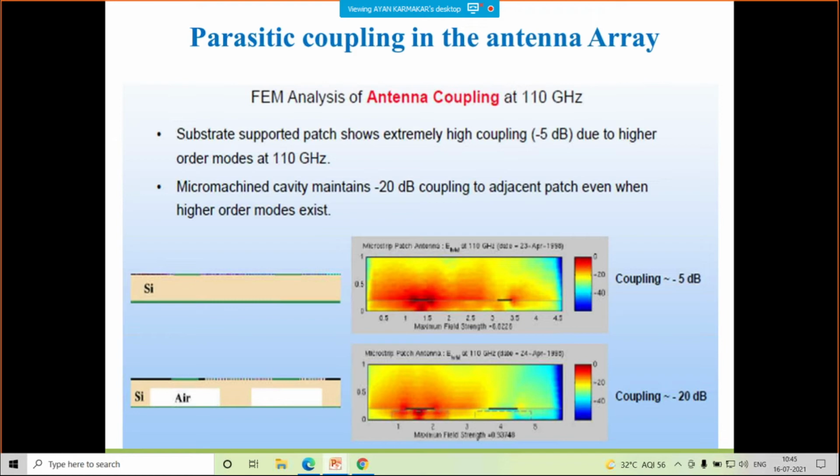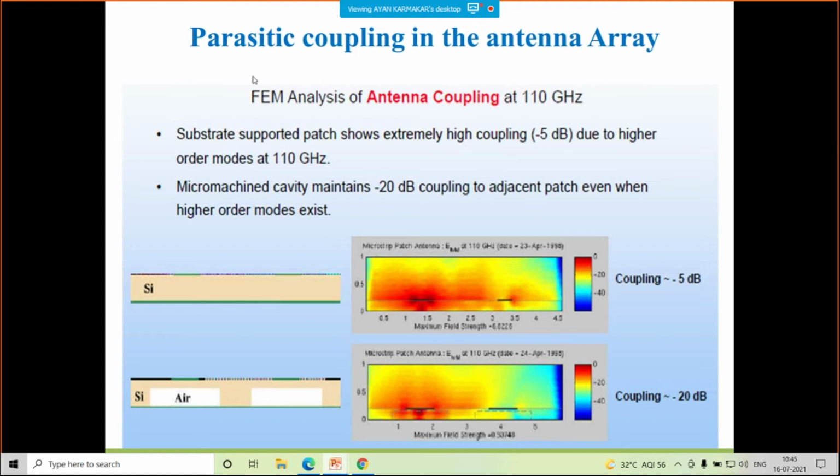So that kind of spurious coupling or unwanted mutual coupling can be removed with the help of different channel openings or air pocket openings with the help of this micromachining technology. And simulation studies as well as practical realization have shown that even up to 110 gigahertz this technology can be utilized extensively to reduce the parasitic couplings between the different antenna elements.